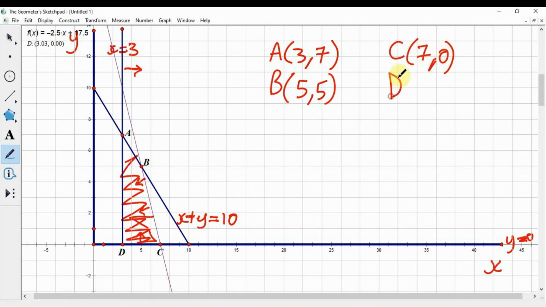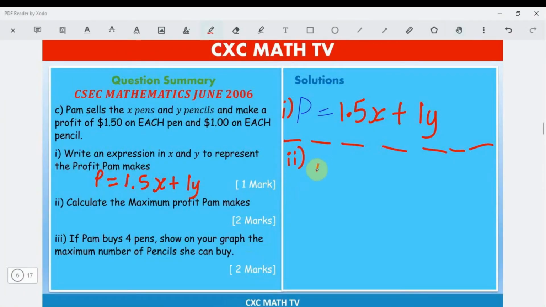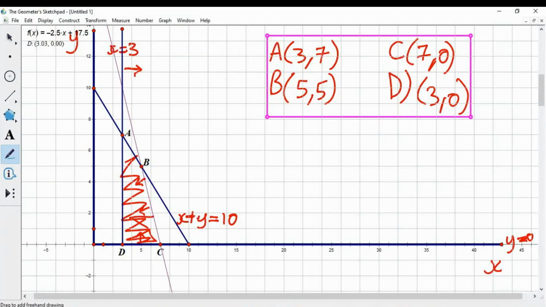And the point D is, let's see, this is the point where X is 3, and the Y value is 0. So we need to see which one is going to give us the maximum profit. All right. So for maximum profit, we're checking at each point. So at A is the point 3, 7. Was it 3, 7 or 7, 3?